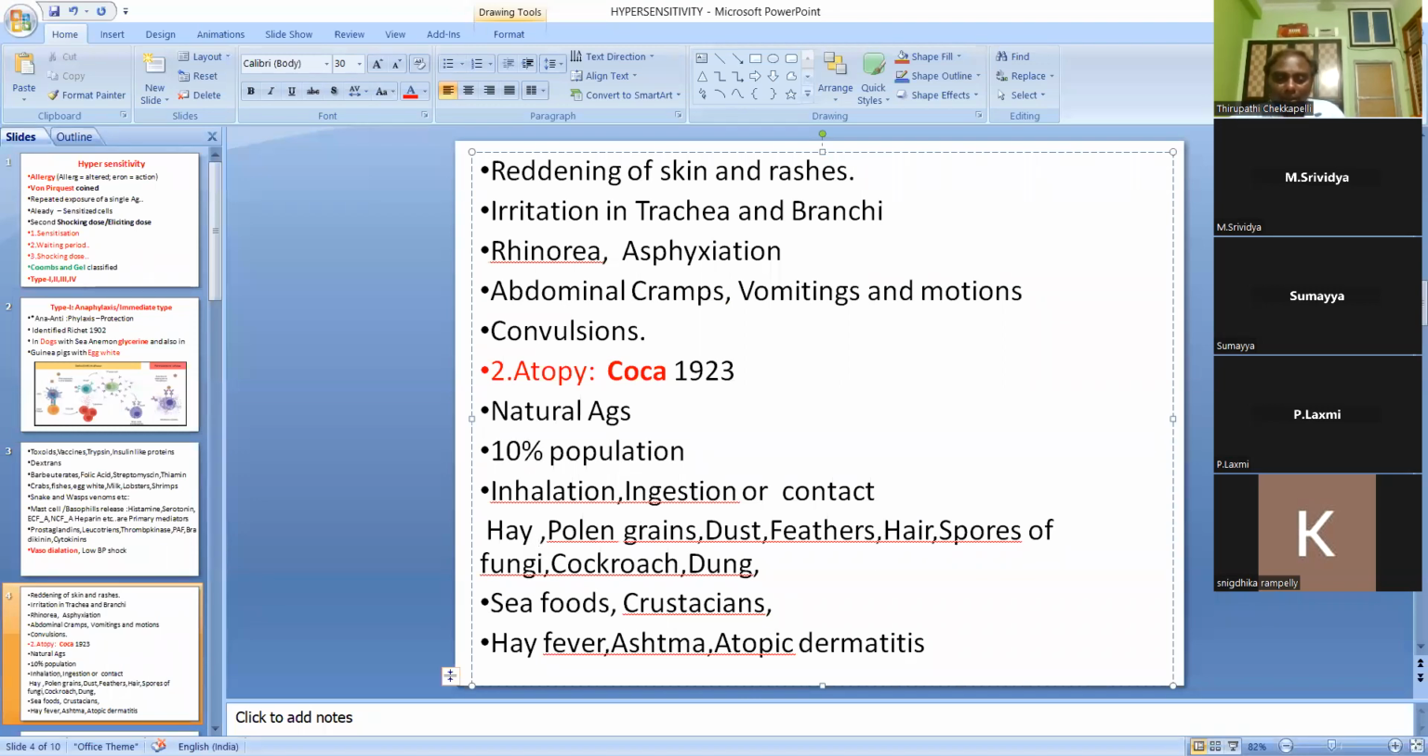Dried branches of paddy and corn, that is called hay. Pollen grains, dust, feathers of birds, hair, spores of fungi, cockroach dung, and insect excretory substances also. Whenever they are inhaled or ingested into our body, or sometimes due to direct contact, they enter through our skin. Foods like seafoods, crustaceans, and egg white are also examples. That leads to allergy.